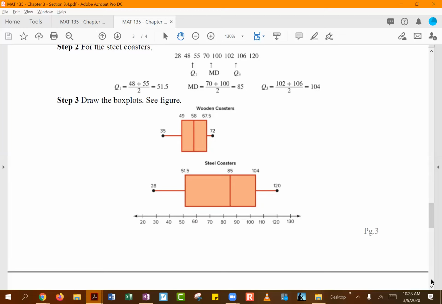The wooden one, since the left line is larger than the right line, would be negatively skewed. Negatively skewed, but then looking at the box itself, what would you say? Pretty symmetrical, yeah. So it's somewhere between being left skewed to being symmetrical, right? But what about the steel roller coasters?